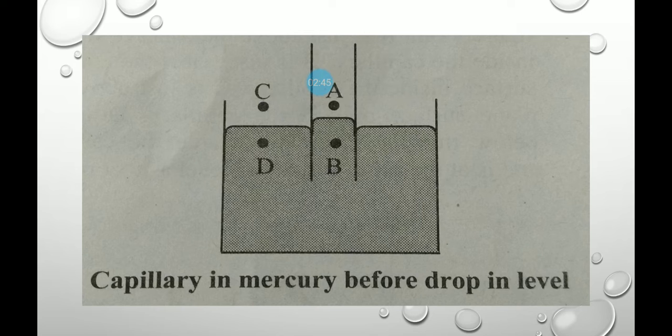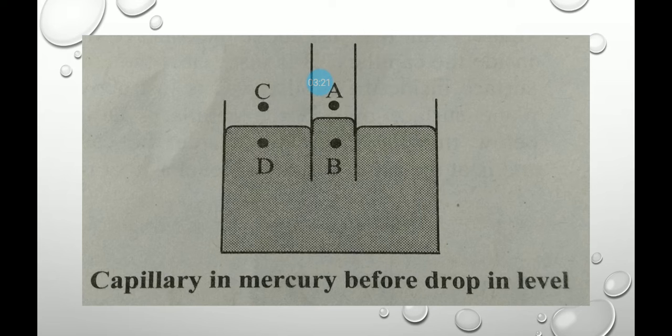Point A is just above the convex surface inside the capillary. B is just below the convex surface inside the capillary. C is just above the plane surface outside the capillary, and D is just below the plane surface outside the capillary, and is at the same horizontal level as that of B. Here we see the diagram of the capillary in mercury before the drop in level.